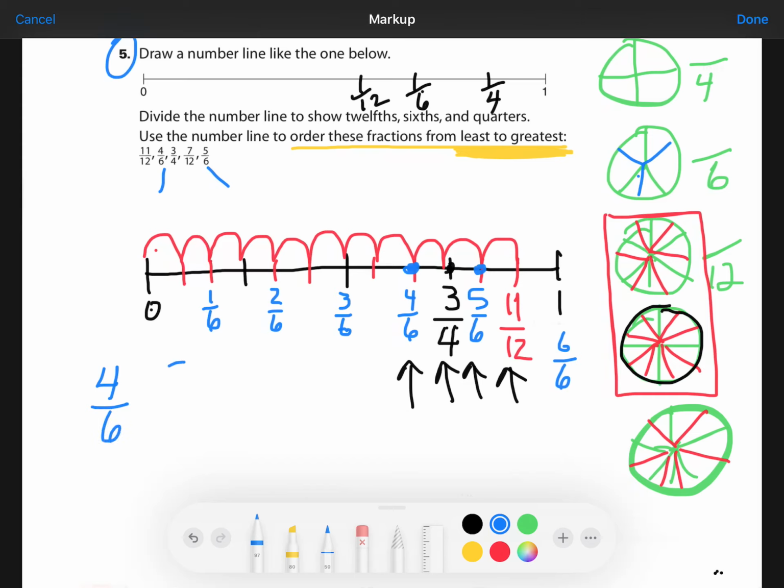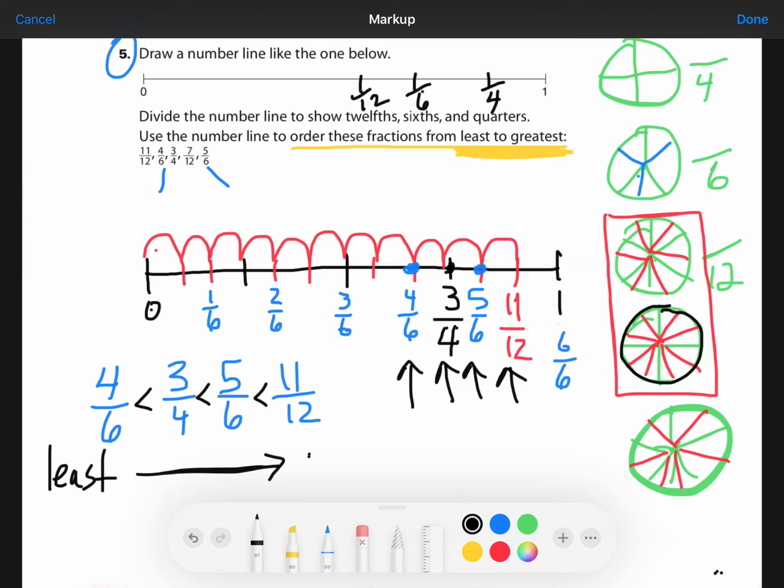4/6, 3/4, 5/6, and 11/12. And if you want to be fancy, you can do this. You can do this. All different ways to show your thinking. Okay, I hope that helps.